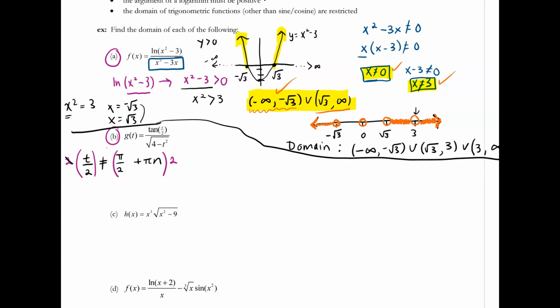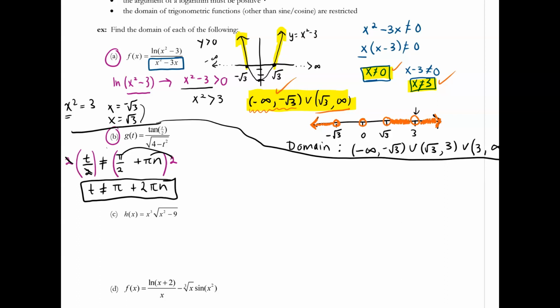All right, so these are going to cancel out, and we'll have t cannot equal, and then we've got to distribute this too. So t cannot equal pi over 2 times 2 is just pi, plus pi times n times 2 is just 2 pi n. So t cannot equal pi plus 2 pi n. That's the first restriction, and we get that from the tangent function.